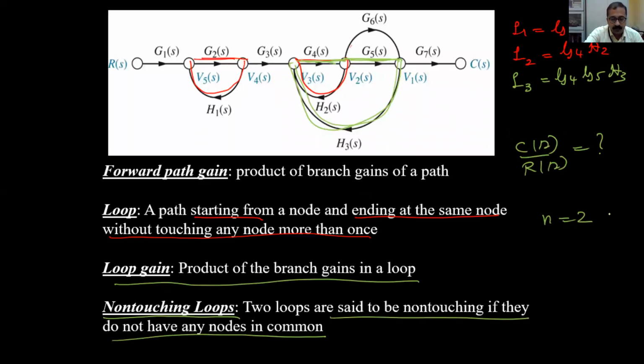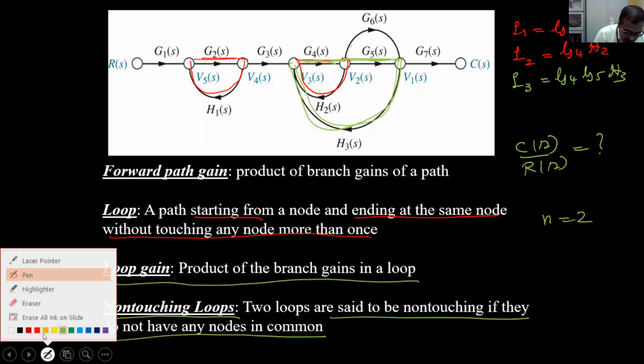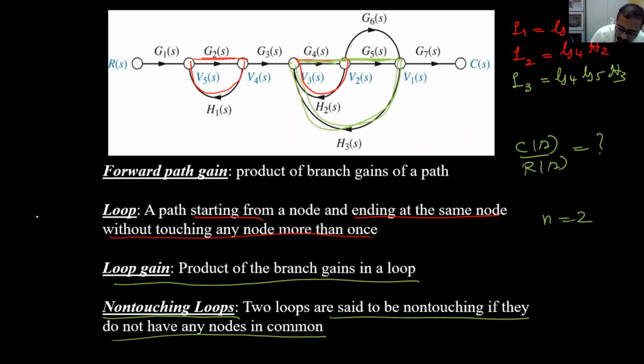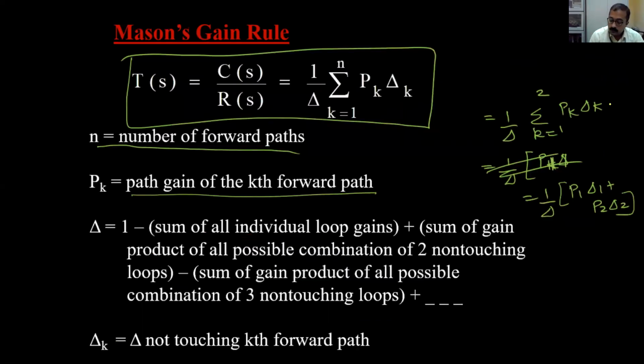Fine. We had two paths, P1, P2, and we had 3 loops. Any other loop? Yeah, there is one more loop, right? What is that? As shown here, there is one more loop given in yellow color. That is also another loop. Okay. So L4. What is L4? G4, G6, H3. Okay. There are 4 loops and 2 paths. Fine. So it becomes P1 delta 1 plus P2 delta 2.